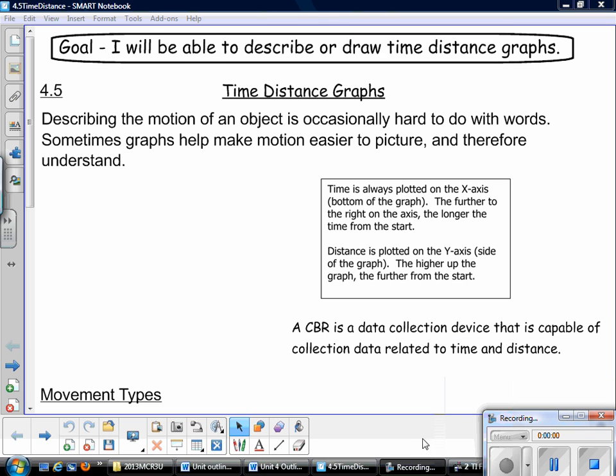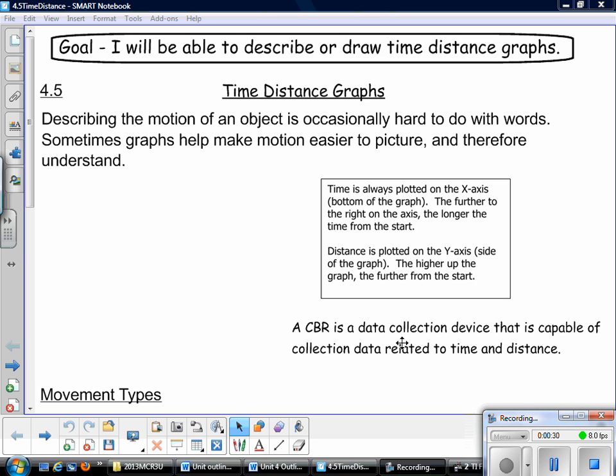All right, this is the last lesson for this unit. It's a small unit, but with lots of important stuff in it. So our goal is: I will be able to describe or draw time distance graphs. Hopefully we have some time for you to actually play with the CBRs. It says down here that it's a way to collect data using the graphing calculator. So hopefully I'll be able to take a couple groups out at a time and actually show you how this works.